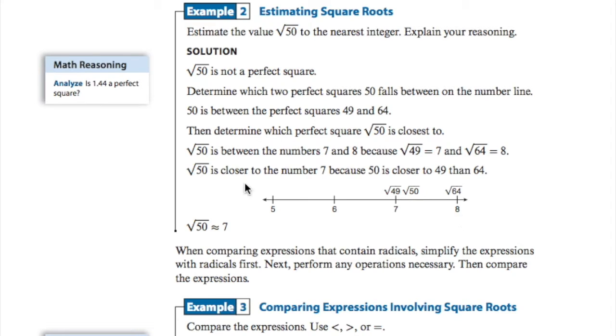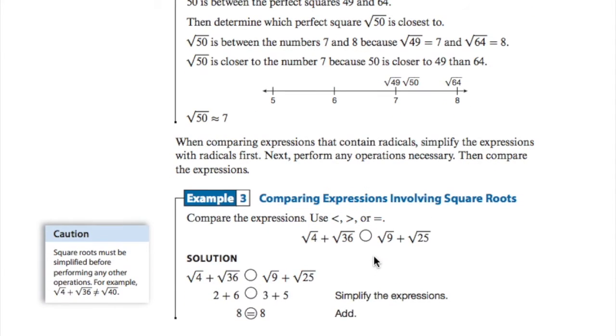Right here. 50 is between the numbers 7 and 8 because square root of 49 is 7 and the square root of 64 is 8. So 50 is closer to 7, so we can make that approximation or that estimate that it's right here. Basically, you're trying to find an answer that is smaller than and an answer that is larger than where that number falls between. When comparing expressions that contain radicals, simplify the expressions with radicals first. Next, perform any operations necessary, then compare the expressions.